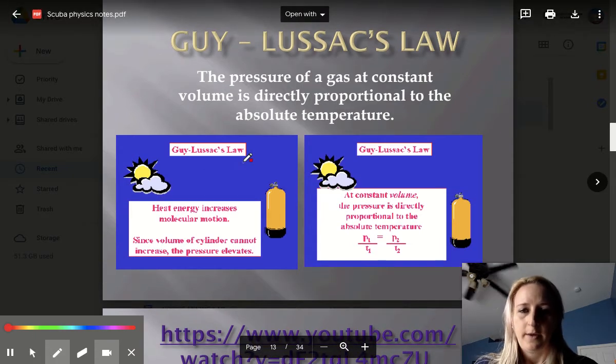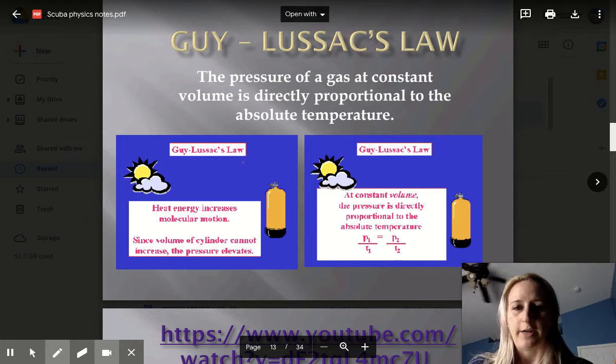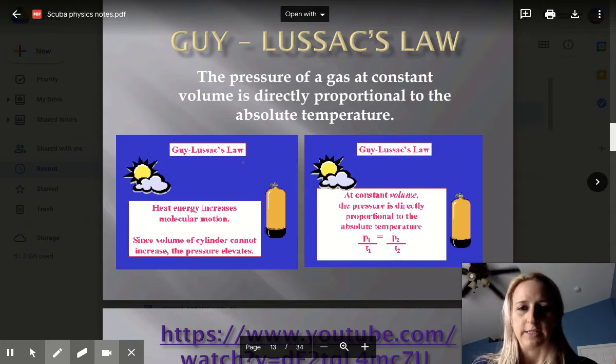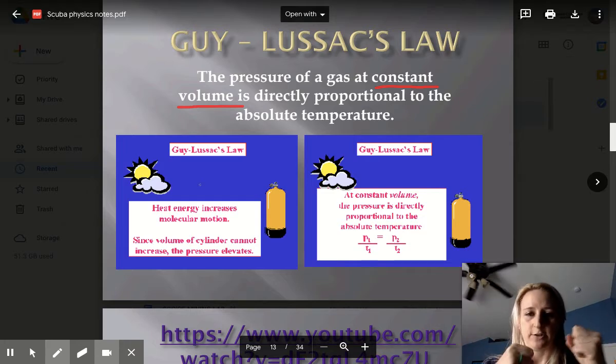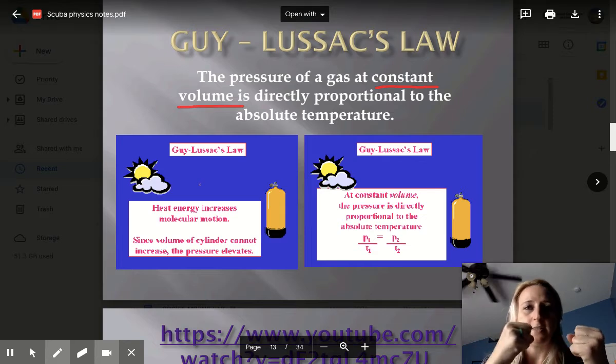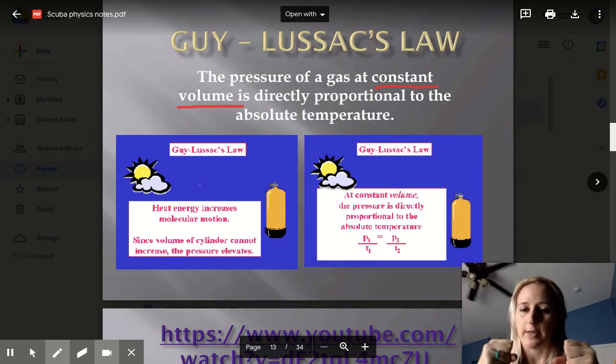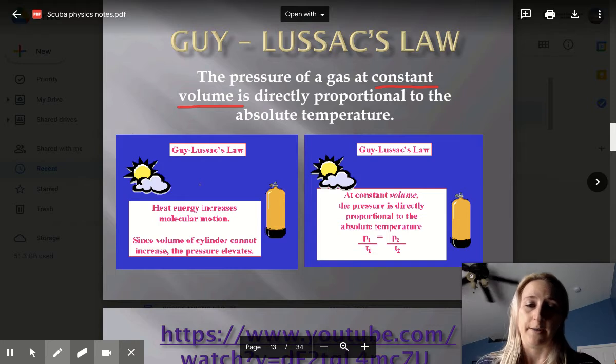This is where we have a different branch of Charles' Law. We call it Guy-Lussac's law. The pressure of a gas at a constant volume, steel tank, constant volume, is directly proportional to the temperature. So what this means is you heat the tank. If you leave this steel tank out in the sun, the molecules inside the scuba tank are going to start to move faster and faster. And since the volume cannot change, it can't expand, you're going to increase the pressure instead.